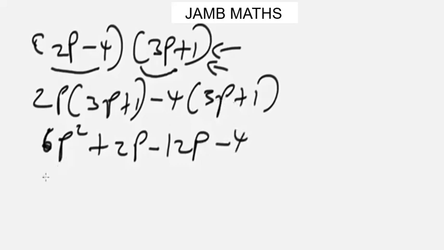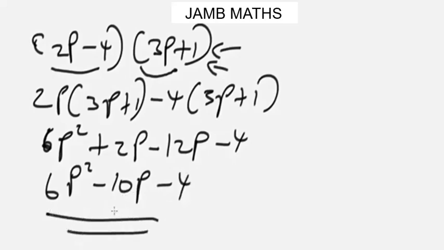Now you collect like terms. When you simplify, you're going to have 6p squared, plus 2 minus 12 gives us minus 10p, and then we have minus 4. This will be the answer to this question. It's as simple as that. This is a quadratic expression. We will soon get to how to deal with problems involving quadratic equations. So let's try another example.